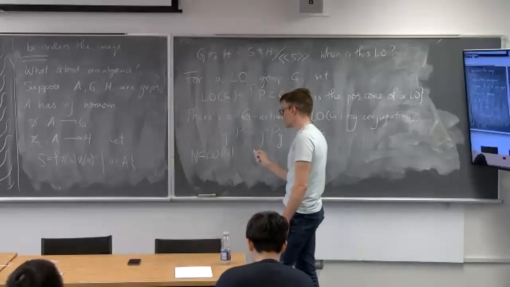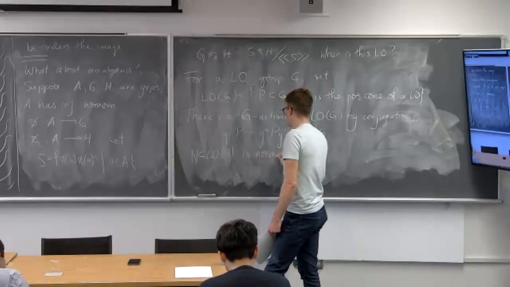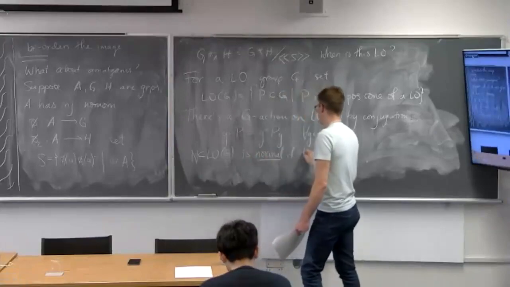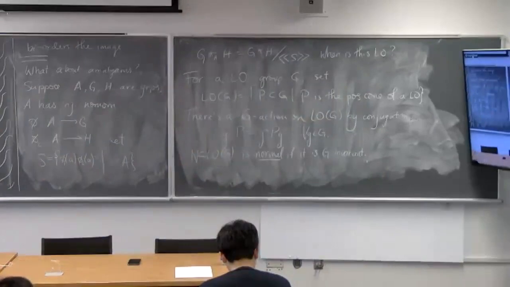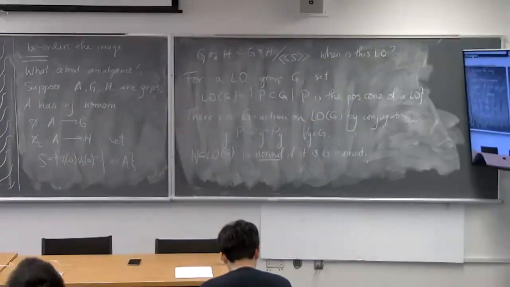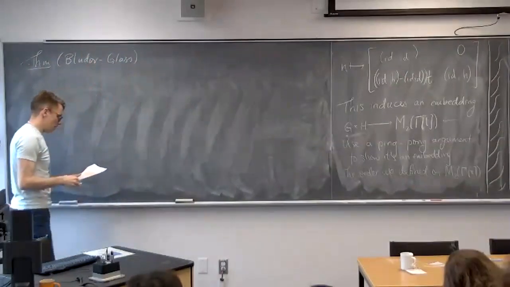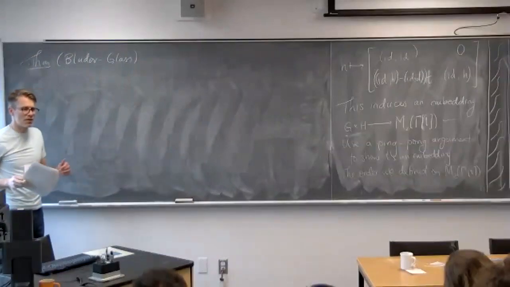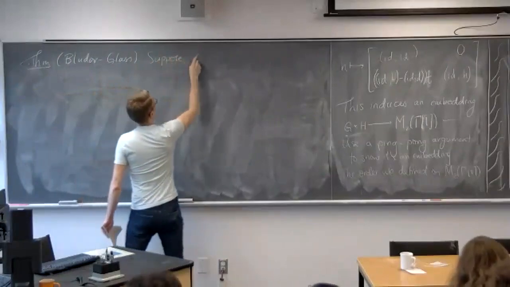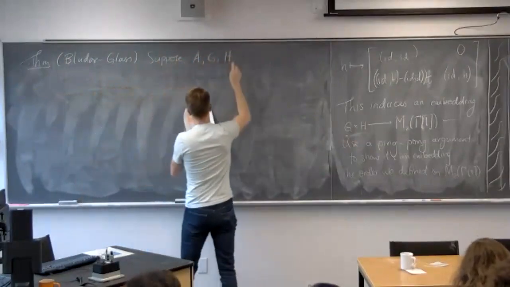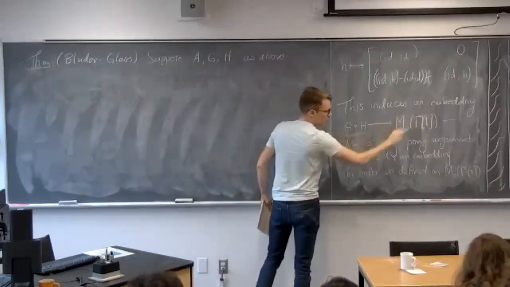Okay. So this N in LO(G) is normal if it is G invariant. Now I'm ready to say what you need in order to order an amalgam. I'll write it all down and then we'll talk about it for a second to make sure it makes sense. So suppose A, G, H as above. Right, so they're all groups equipped with these injective homomorphisms.